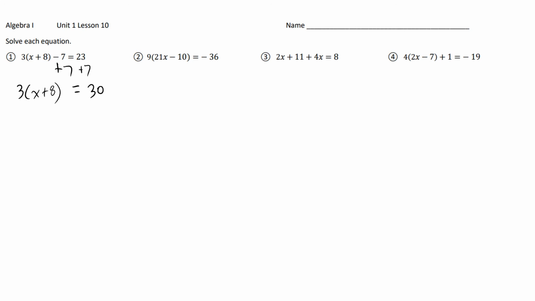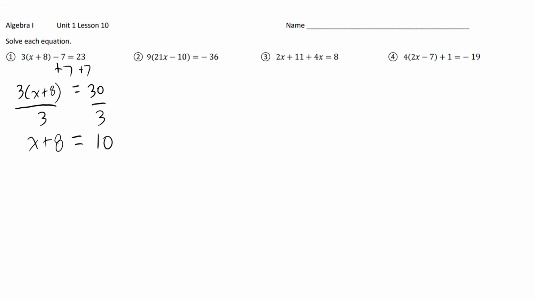Now I want to undo any multiplying or dividing. I see that I am multiplying by the number 3. Opposite of multiplying by 3 is dividing by 3. Remember that for algebra, division looks like a fraction. Try to bring my equal sign straight down. 30 divided by 3 is 10. On the left-hand side, the multiplying by 3 and dividing by 3 are opposites. Leaves me x plus 8.